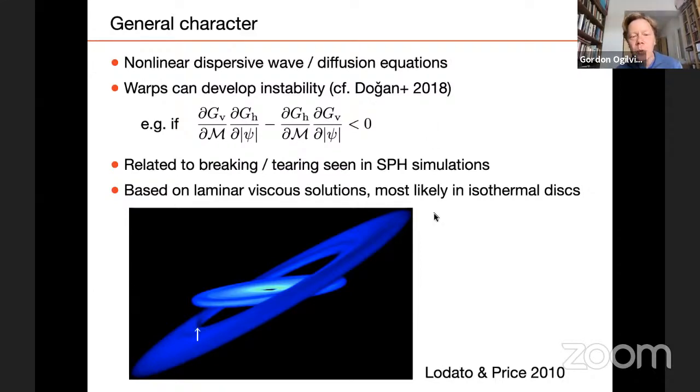What I would say about that is that this effect is seen in basically laminar viscous flows, and also it's most likely to occur in the isothermal disks, which are the ones that have usually been simulated, because in that case there's no thermal feedback between the presence of the warp and the behavior of the disk, so that poses a limitation basically on how much torque it can transfer without breaking.